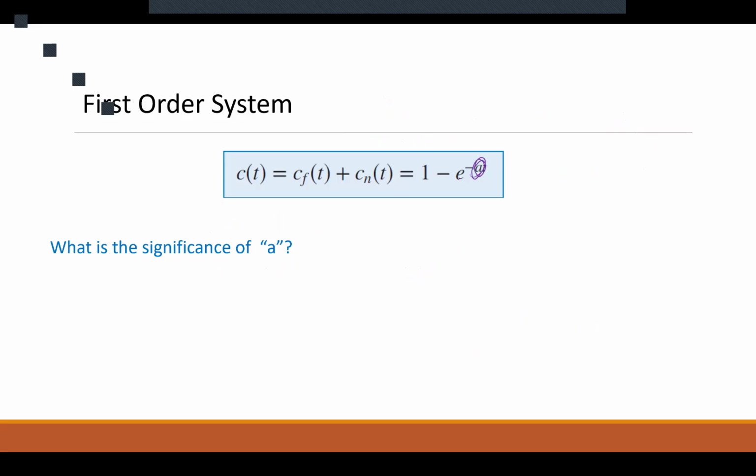We have an A in our transient state. Anyone can tell me what is the significance of A? What does that A do in our time response?